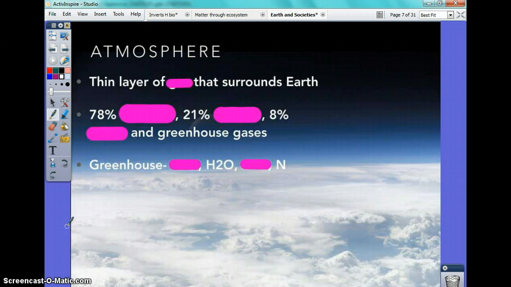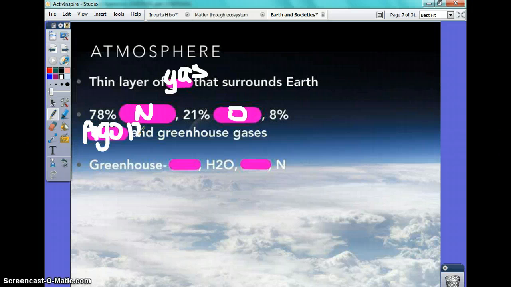Okay, so the atmosphere is a thin layer of what? Gas. Yeah. And it's made up of 78% nitrogen, 21% oxygen, and 8% what? Argon. I have to interject here and say it's actually not 8%. It's less than 1%. So if you scratch that out.